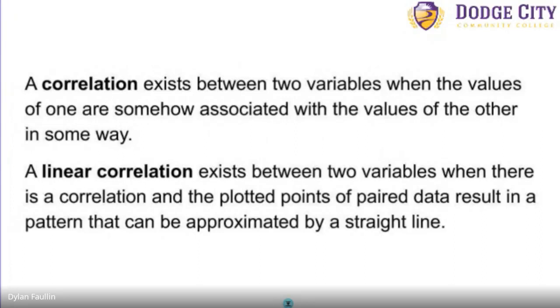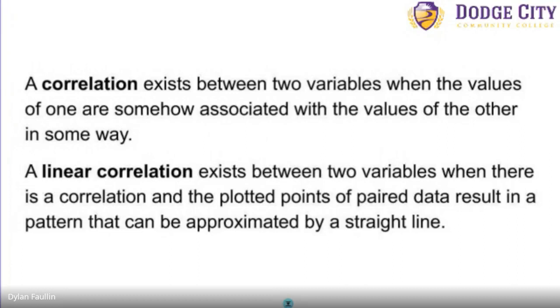A correlation exists between two variables when the values of one are somehow associated with the values of the other. There's some connection between them so that when the value of one variable changes, it's going to cause the value of the other variable to change in maybe some semi-predictable manner. It might not be a perfect relationship that works a very specific way every time, but there's some connection where one's affecting the other. A linear correlation exists between two variables when there is a correlation and the plotted points of paired data result in a pattern that can be approximated by a straight line.